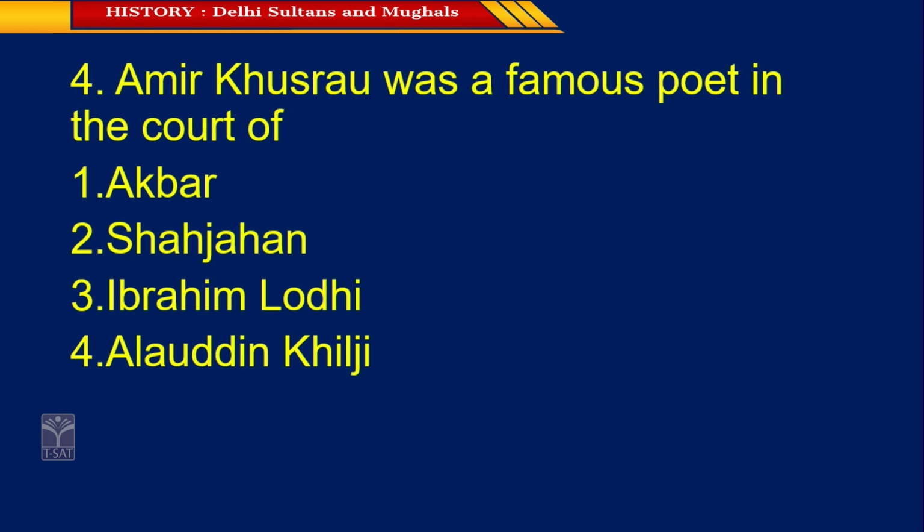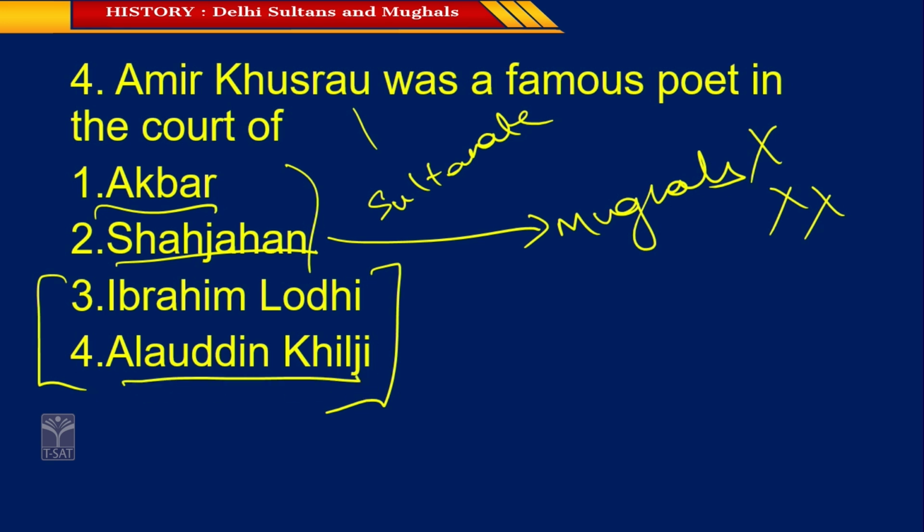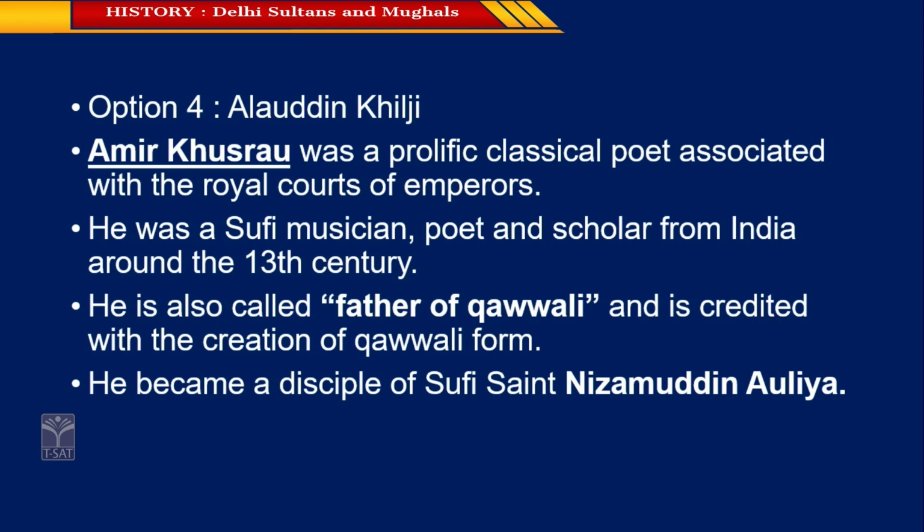Next question. Amir Khusro was a famous poet in the court of Akbar, Shah Jahan, Ibrahim Lodi, Alauddin Khilji. So Amir Khusro was actually a Sultanate poet, Delhi Sultanate. Akbar, Shah Jahan were both Mughals. So based on elimination, they are out of the question. You should get confused only between Ibrahim Lodi and Alauddin Khilji. But Alauddin Khilji is the guy who gave the title Parrot of India to Amir Khusro. So the answer must be Amir Khusro was in the court of Alauddin Khilji.